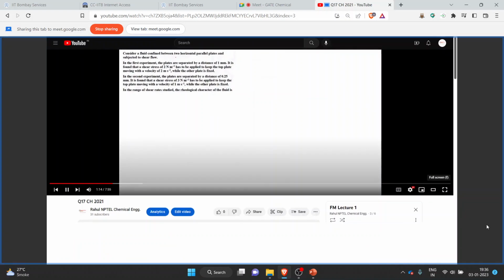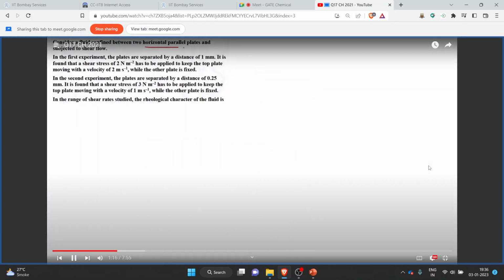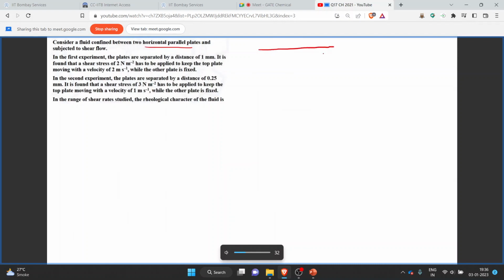Over here we can see that we have been given two horizontal parallel plates. Let's say this is our top plate and this is the bottom plate. So in the first experiment, the plates are separated by a distance of 1 mm. So this is the first experiment, and this distance is 1 mm.